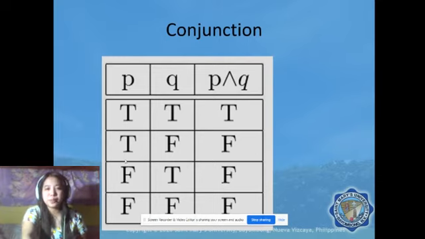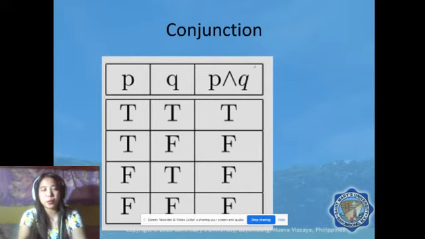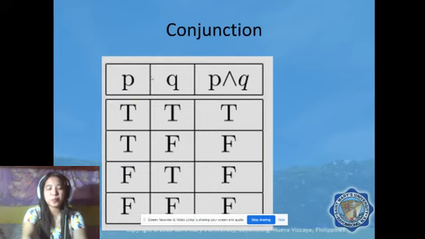And this is also the conjunction. We use the symbol caret, the one that we use when we raise something or when we do some exponential formulas or equations. So given these two propositions, proposition P and proposition Q, if proposition P is true and proposition Q is true, then P ∧ Q, where the caret is read as "and", is equal to T.